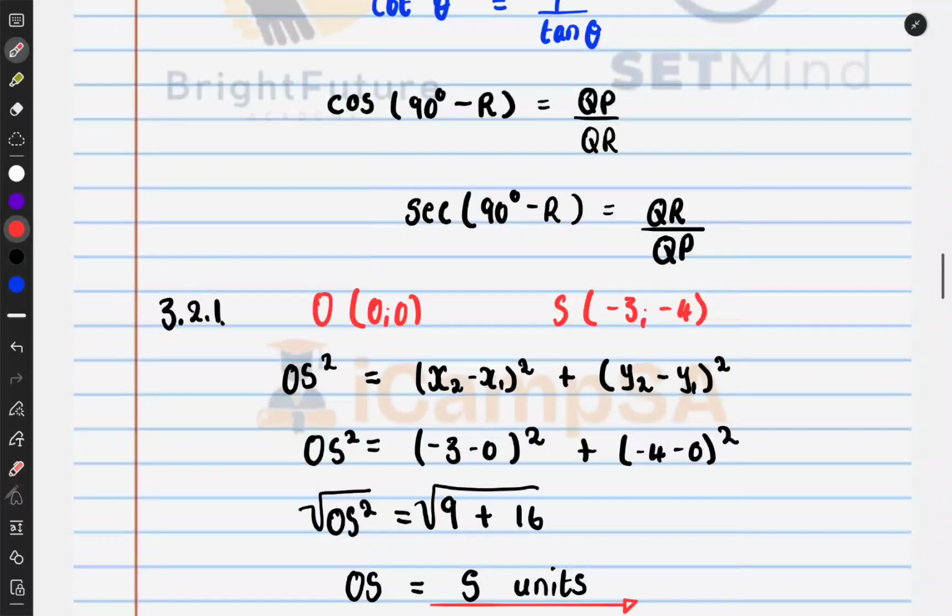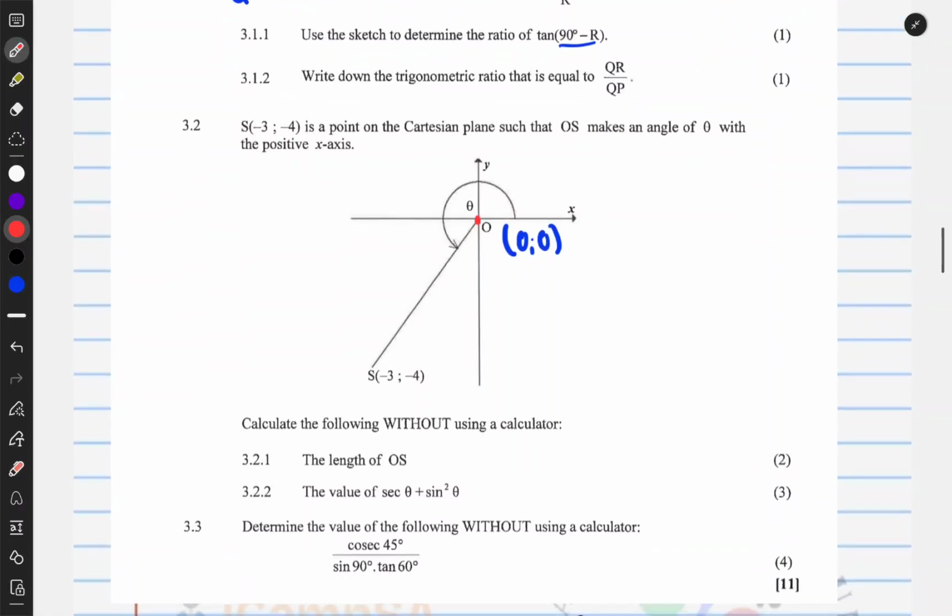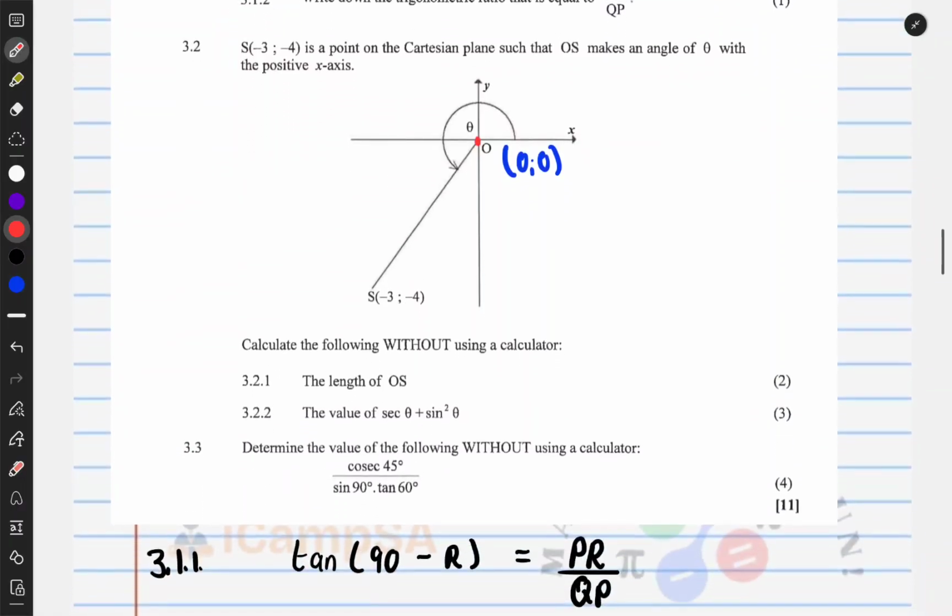And then from there, after calculating the length of OS, we are asked to calculate the value of sec theta. Remember that sec theta is the reciprocal of cosine theta. Maybe before we go any further, let's determine the ratio of cos theta.